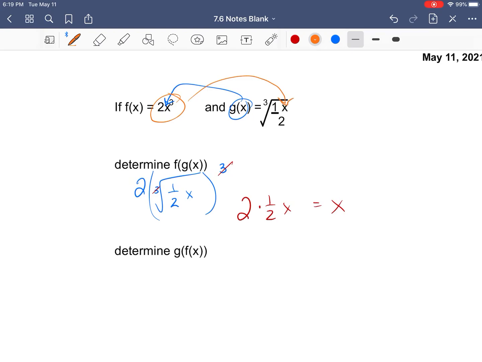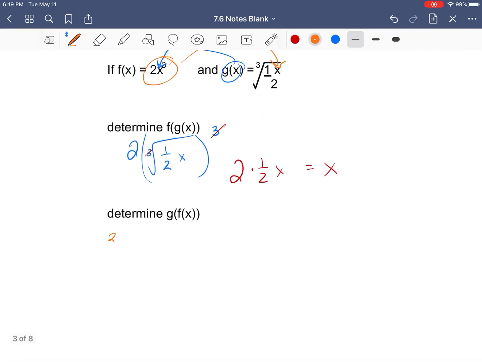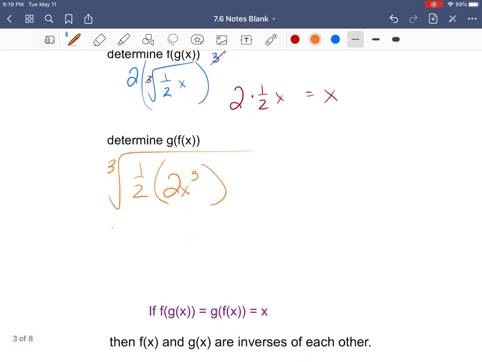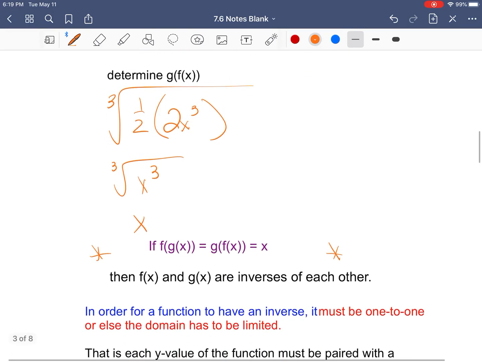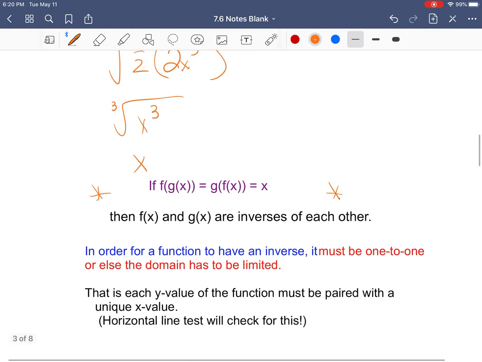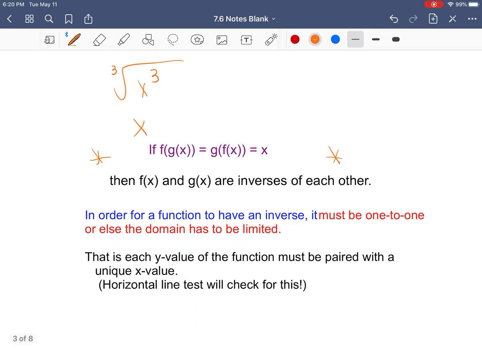I'm going to be plugging my f of x into my x in my g of x equation. So I've got the cube root of 1/2 times 2x cubed. So 1/2 times 2 is 1. I'm left with the cube root of x cubed. Well, the cube root of x cubed is just x. And what that tells us is if f of g of x is equal to g of f of x, and that's equal to x, then f of x and g of x are inverses of one another.